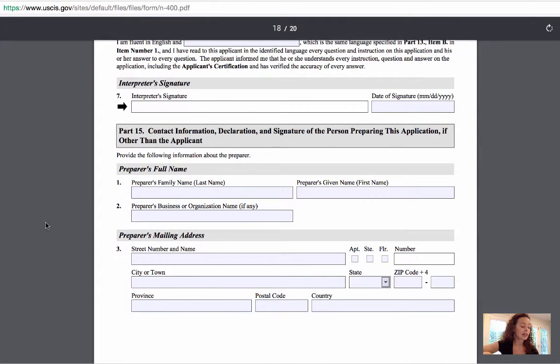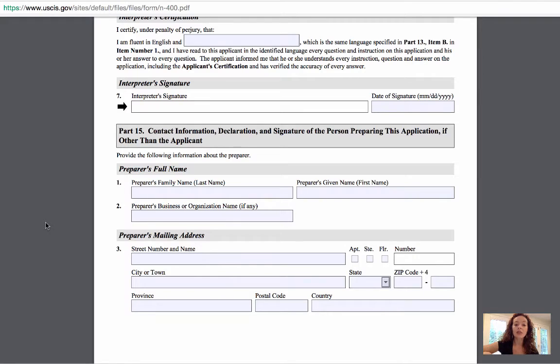Part 15, the contact information, declaration, and signature of the person preparing this application, if other than the applicant. Okay, if you are not using a preparer, go ahead and put NA in there, please. If you are using a preparer, items number 1 through 8, this section must contain the signature of the person who completed your application, if other than you, the applicant. If the same individual acted as your interpreter and your preparer, that person should complete both parts 14 and 15.